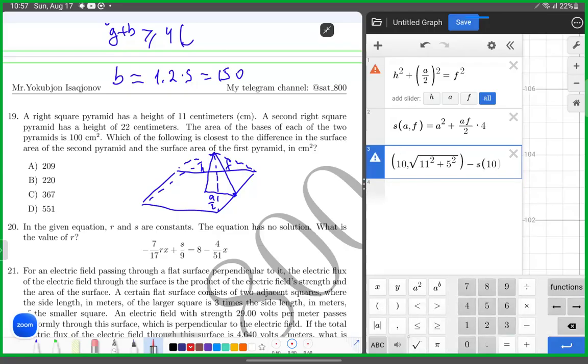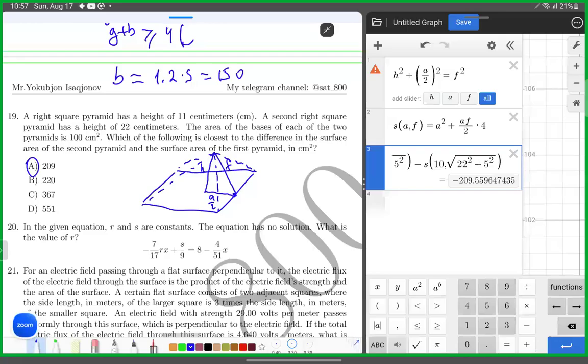The base is 10, but the slant height is a little bit different. The height is 22, so 22 squared plus again 5 squared, according to the very first formula. Now their difference, but I need their positive difference, so that's why 209 will be the closest answer. Problem is solved.